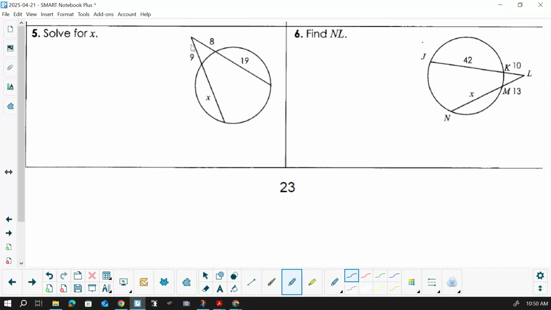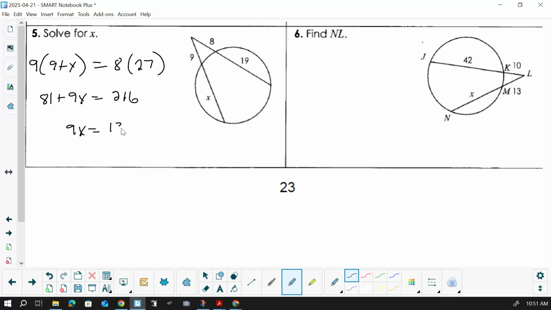All right, this one, it's the part on the outside times this whole thing, 9 plus x. Part on the outside times the whole thing, 8 plus 19 is 27. So we got 81 plus 9x equals, and 8 times 27 is 216. Subtract 81 from both sides. Divide by 9. And that's all we needed for that one.